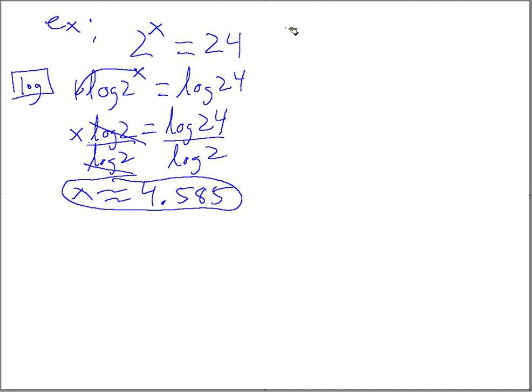All right, let's try another one. Let's try another one here. So, let's see here. Hold on just a second. Let's see if my sketch pad works well again.